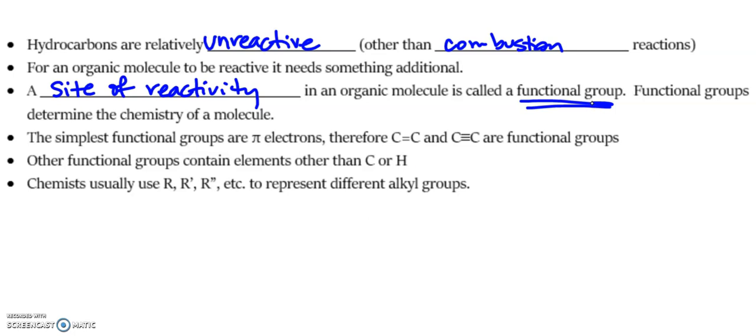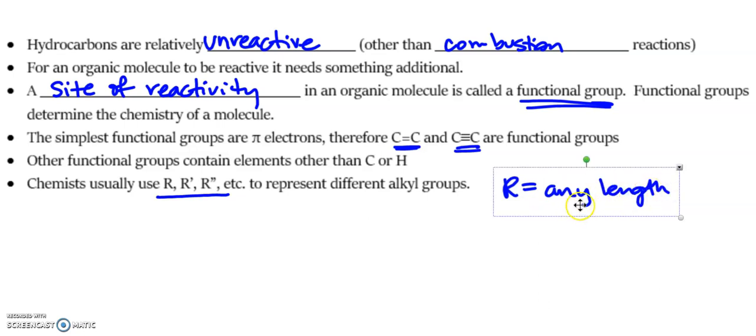The simplest functional groups are when you have a double bond or a triple bond. Other ones contain elements other than C or H. Lots of times oxygen is a part of it. When we're talking about these in a general format, not in a specific molecule, we use R, R prime, or R double prime to represent different alkyl or carbon groups. R really is any carbon chain of any length. It could be 1 carbon, it could be 15.